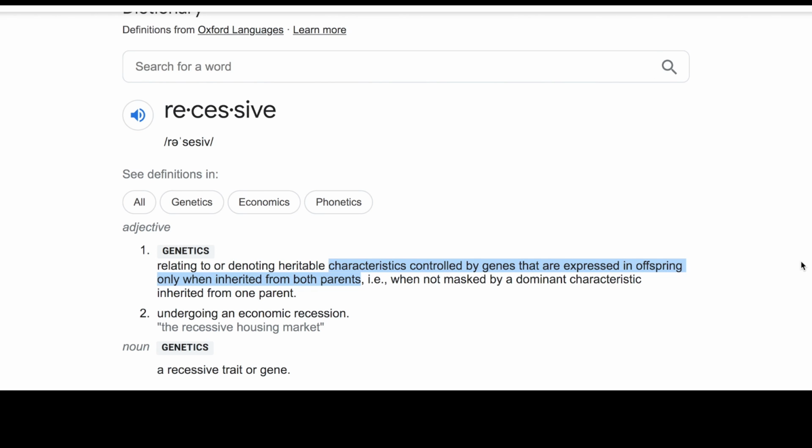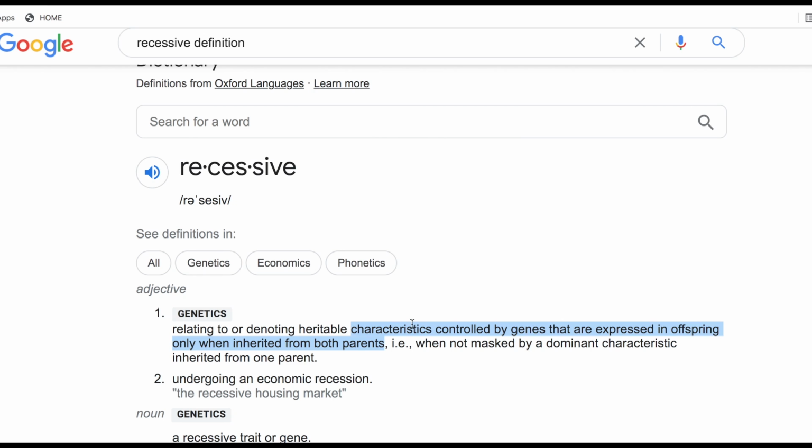So, to first understand what recessive means, I googled it. The definition is here: characteristics controlled by genes that are expressed in offspring only when inherited from both parents. That's important right here, this both parents part. So, let me give you an example.